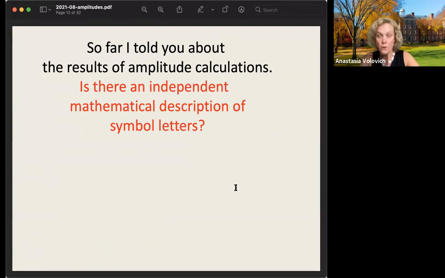So what's the point? Why am I here? We'd like to take these results as a given, and we'd like to find a mathematical description of these symbol letters. So that's our main goal. If you missed what I said, that's the problem we'd like to solve.